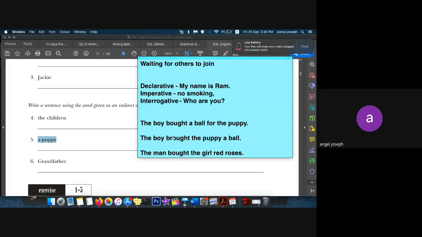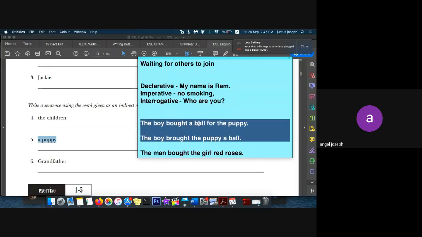Let's not keep it bought. Let's put it brought, as in bringing something. The boy brought something for whom? For the puppy. What was that something? He brought a ball. So again, in both these sentences, tell me who is the direct object and who is the indirect object. In the first sentence and in the second sentence.